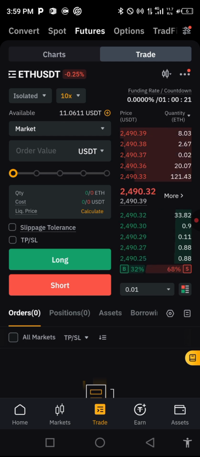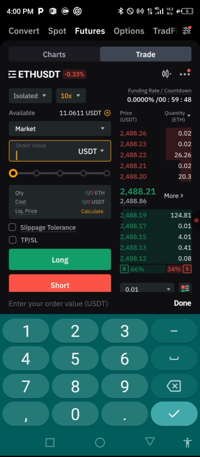So let us continue. I said I'm going to be using market order, and market order simply means you want to execute the trade right now. All right, so the next thing you want to do is order value. Now remember that my leverage is actually 10x, and I want to use $5 to trade. If I want to use $5 to trade, I multiply that $5 by the 10x. That is 5 times 10, which will give me $50. So I come here and I put $50.